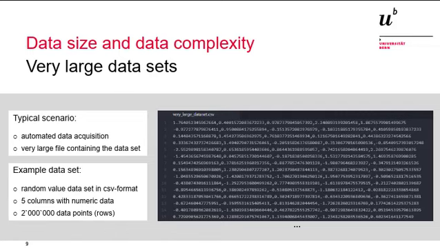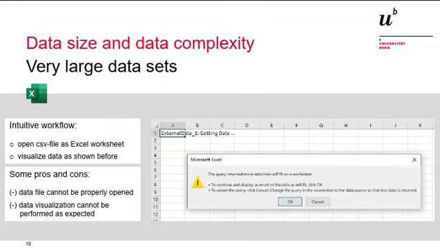I have generated an example data set that puts random values in a CSV format. It has 5 columns with numeric data, and I chose to generate 2 million data points, which means these are 2 million rows. When we do that and we try to open this data set in Excel, then we run into a problem because the intuitive workflow would say just open the CSV file in an Excel worksheet as done before and then visualize the data, but the data cannot be opened in an Excel worksheet simply because Excel is limited in the amount of rows and columns that it can open, and 2 million rows exceeds this maximal limit.